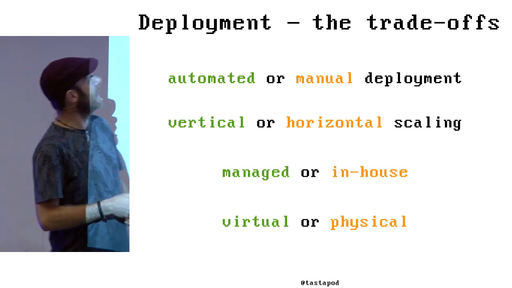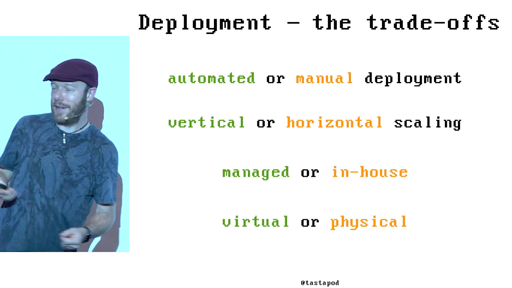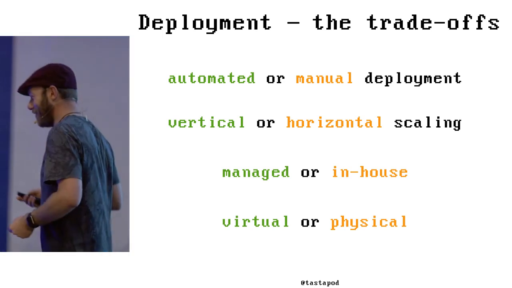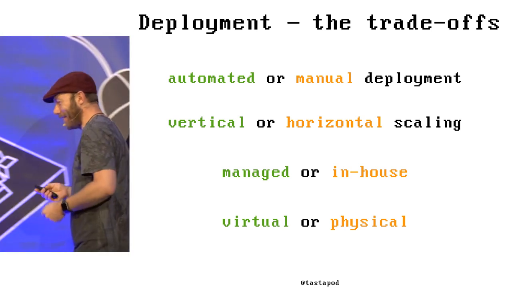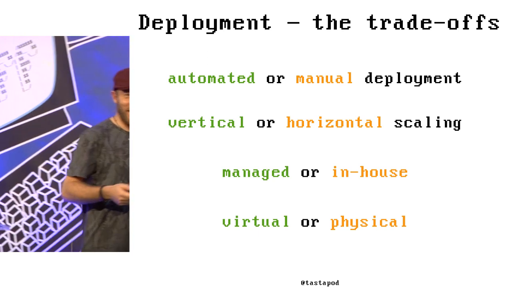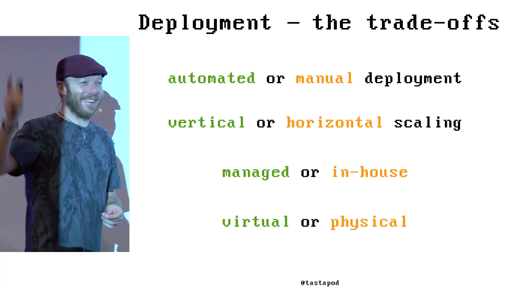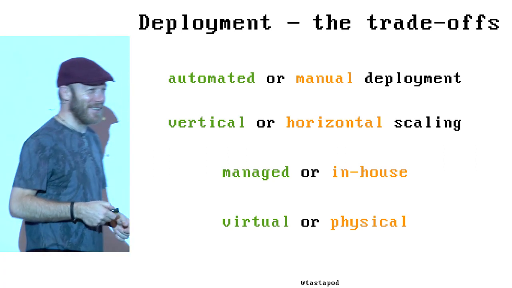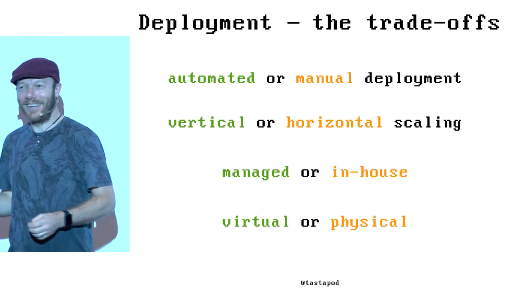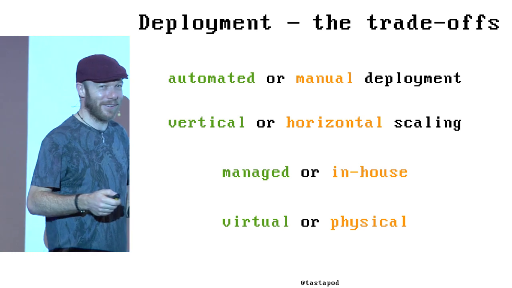So, okay, deployment, finally. Deployment, the trade-offs. What are we trading off with deployment? Let's see if you're getting the hang of it yet. Automated or manual deployments? Who thinks automated deployment is best? Still, like a third of you put your hands up. Where's Paul Stack? He will tell you, I hope he will tell you, right?